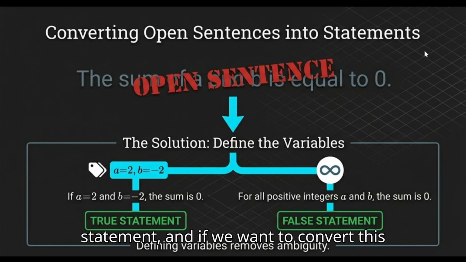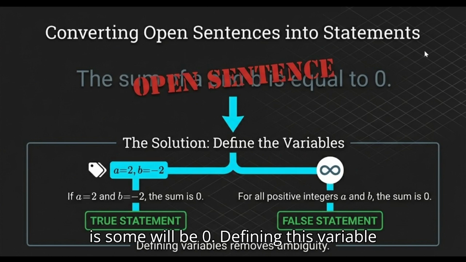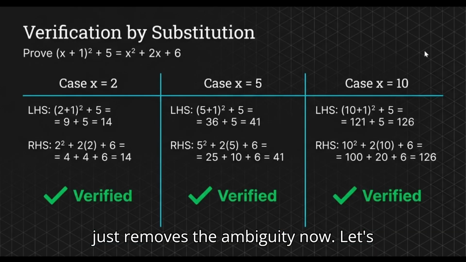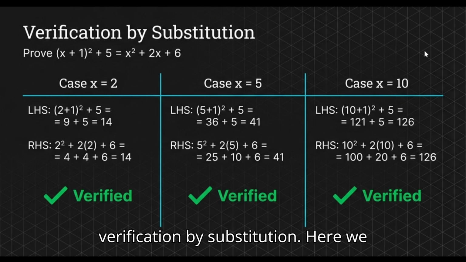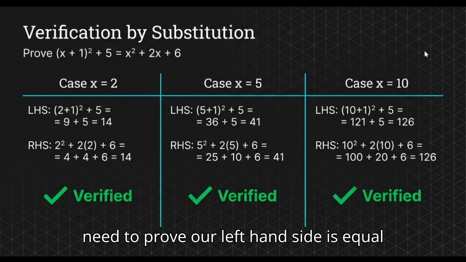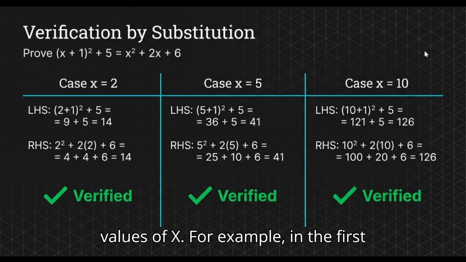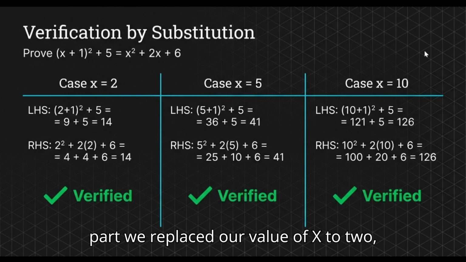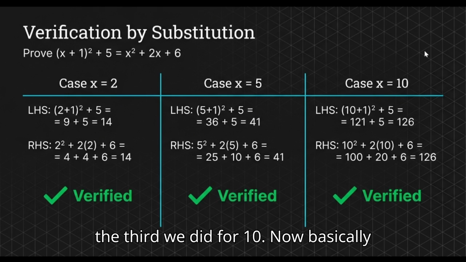And if we want to convert this into a false statement, we can just say that for all positive integers a and b, their sum will be 0. Defining this variable just removes the ambiguity. Now, let's move on to question 3, which is verification by substitution. Here we need to prove our left hand side is equal to our right hand side by replacing the values of x. For example, in the first part, we replaced our value of x with 2, in the second we did for 5, and in the third we did for 10.